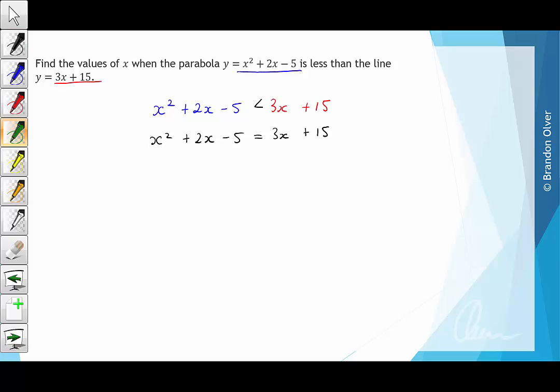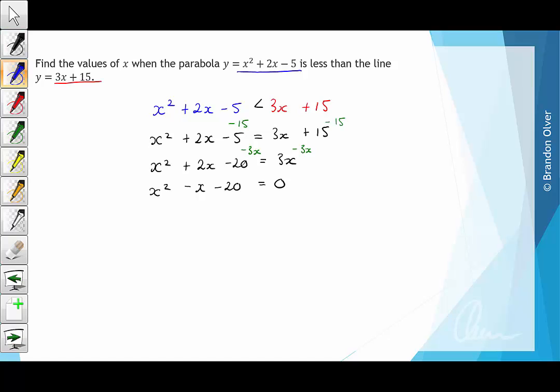So what we'll do is we'll subtract 15 from both sides. So we get x squared plus 2x minus 20 equals 3x. And then we'll subtract 3x, and we'll get x squared minus x minus 20 is equal to 0.